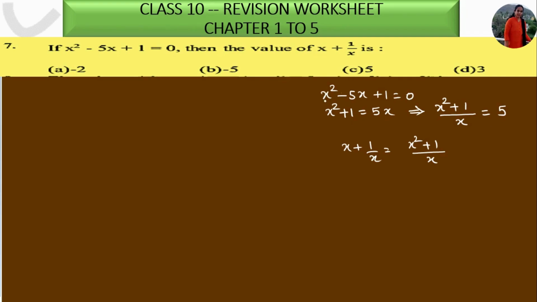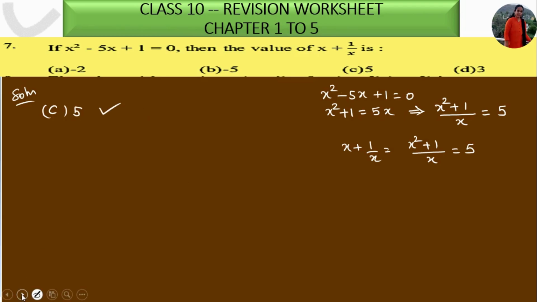So what we did: it is given that x square minus 5x plus 1 is equal to 0. So I am keeping x square plus 1 on one side. On the other side, minus 5x will become plus 5x. So in the next step, I am bringing this x down, because x is in product, it will come in division when we change the side. So x square plus 1 by x is equal to 5. So x plus 1 by x is equal to x square plus 1 by x, which is equal to 5. So option C is the right answer. So the solution is C, 5 is the right answer.